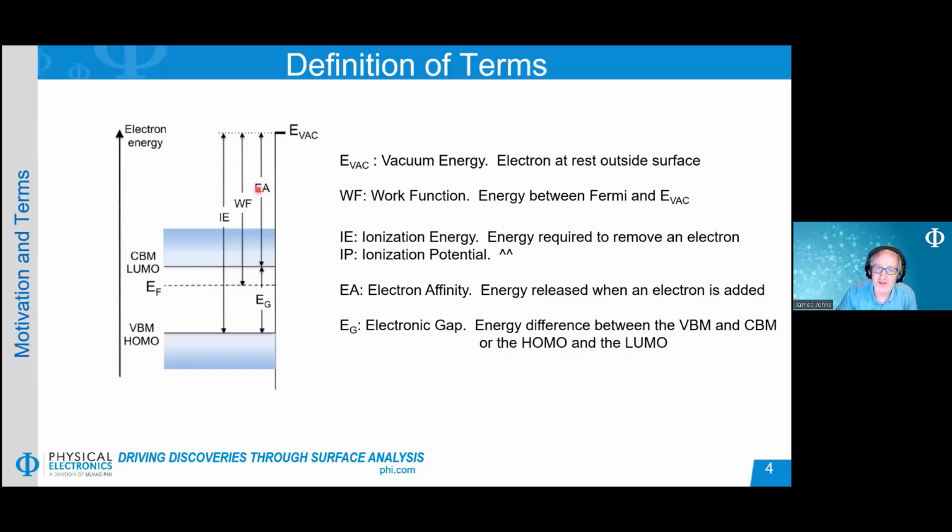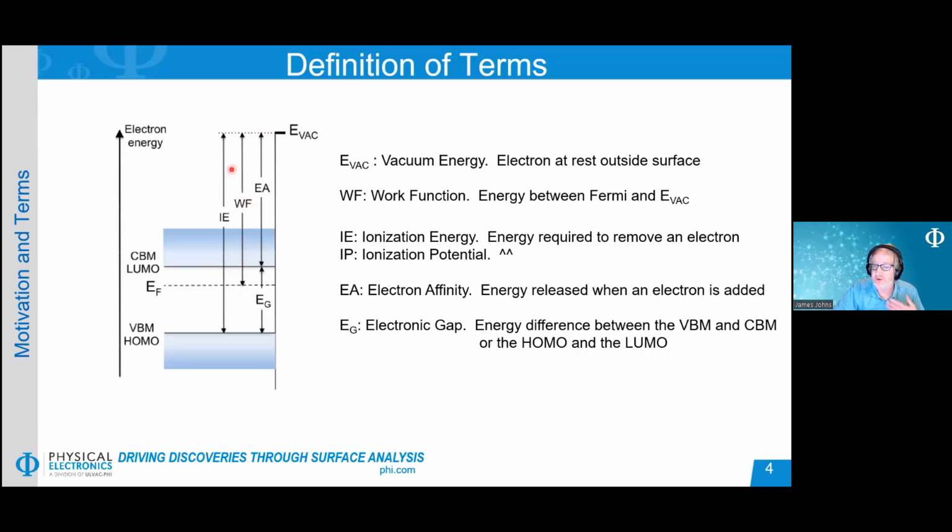The rest of the terms that we're going to talk about are terms that define the energy difference between energy levels, because we can never actually measure an individual energy level. What has physical meaning is the energy difference between energy levels. The first one that we're going to talk about is the work function. The work function is the energy difference between the Fermi level and the vacuum level.